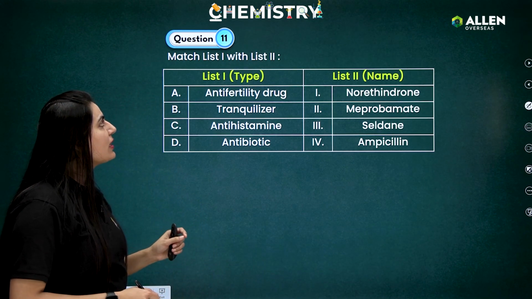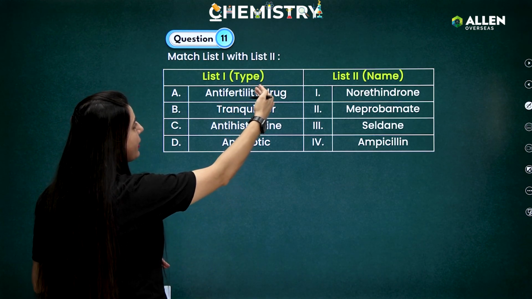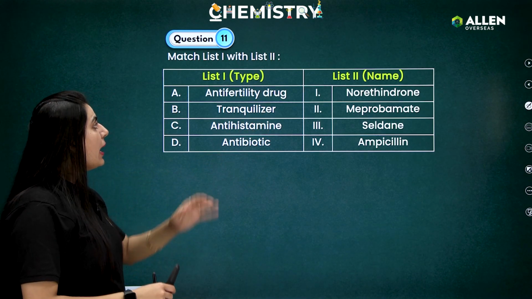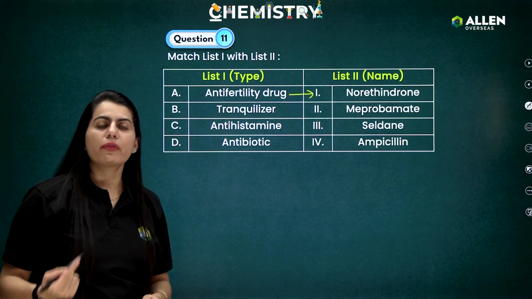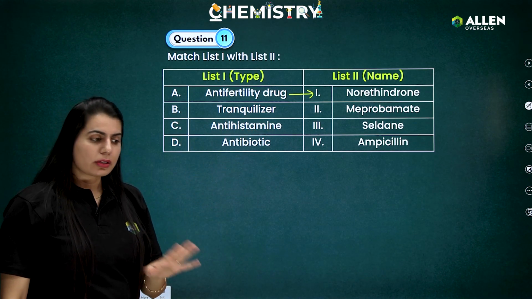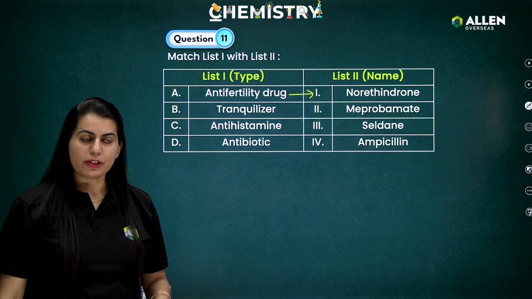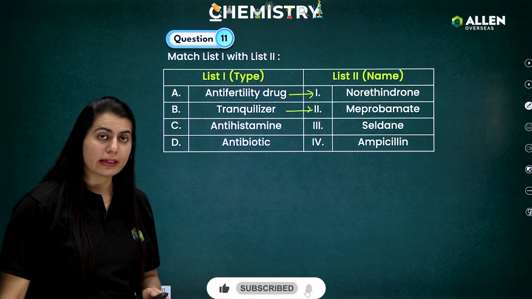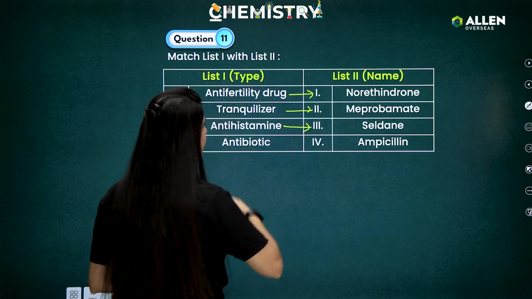Okay, so this question is again a match the column. You can see here that they are discussing anti-fertility drug, tranquilizer, antihistamine and antibiotics. So anti-fertility drug, if I talk about, it is norethindrone. We also have novestrol as our anti-fertility drug. Then tranquilizer, we'll keep in mind that tranquilizers are usually used to get over stress. They are hypnotic drugs as well to get over anxiety. So tranquilizer, meprobamate.